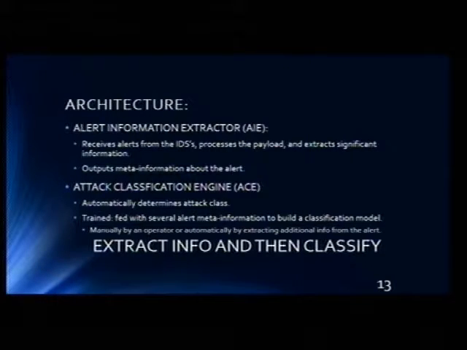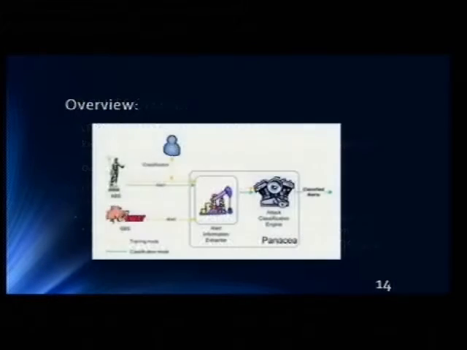Extract all the info and then classify it. Here's an overview. It's a very high level overview. As you can see, Poseidon, an anomaly-based intrusion detection system, is on top. Snort is the signature-based intrusion detection system. This is a really simple slide.